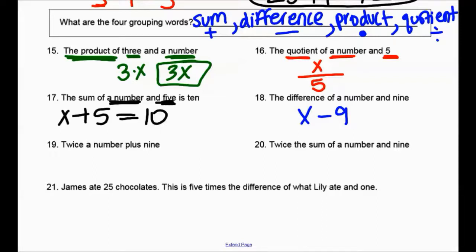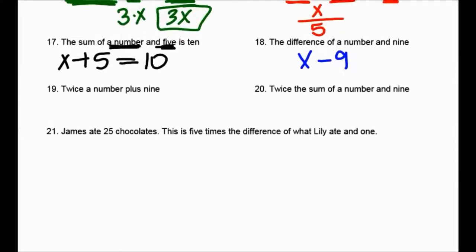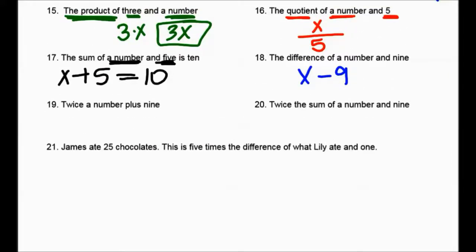Now, these next two are a little bit different. We're going to see the difference between these two types of problems. On 19, it says twice a number. All right, so it's just twice a number. So it's 2 times a number. So it's going to be 2 times x and then plus 9. All right? It was twice a number. We were only multiplying 2 by a number.